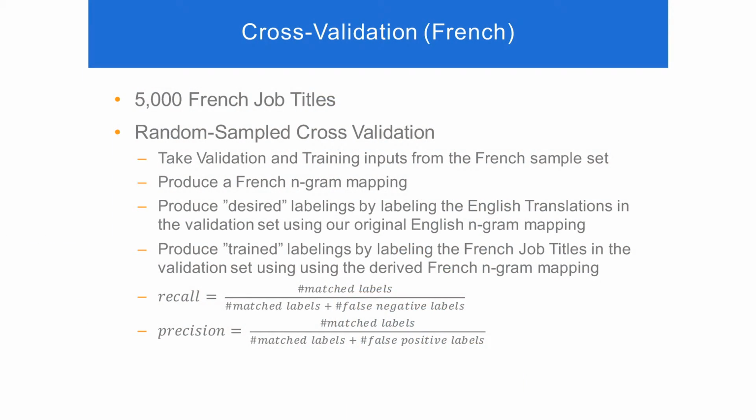So obviously we want to quantitatively know whether our approach is actually working. So we do cross-validation. The sample set of French job titles we had was actually only 5,000 titles large. We do random sampled cross-validation. Obviously, standard thing: we withhold a part of the set as validation. We use the rest as training.